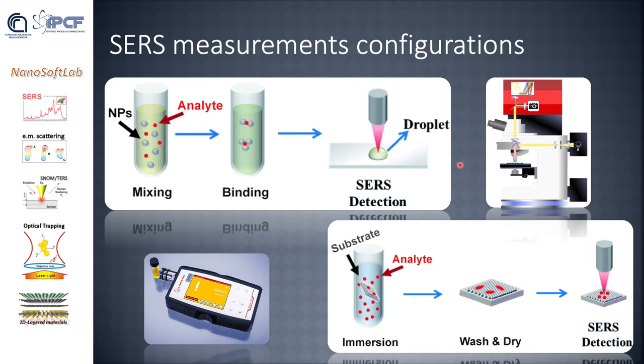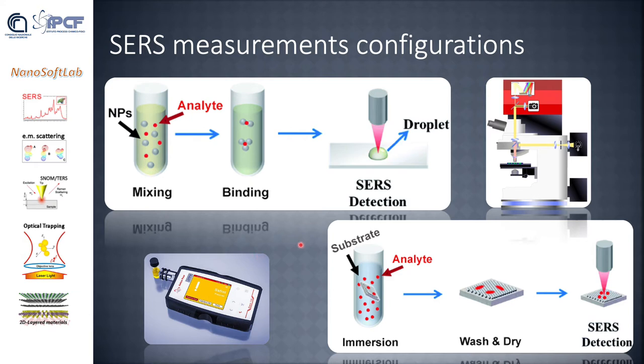In order to accomplish SERS detection, there are two basic different configurations that are used. The first is to use metal colloids already prepared and dispersed in liquid, to which we add some analytes, and then we typically have the binding between the analyte and the nanoparticle. Then some drops are taken, put on a surface, dried, and detected by typical Raman spectrometers. This can be tabletop or even handheld spectrometers.